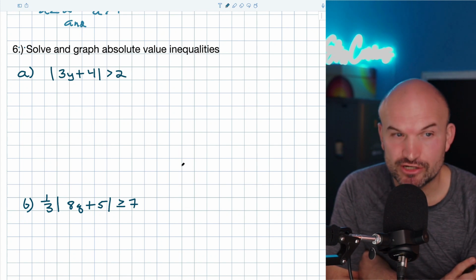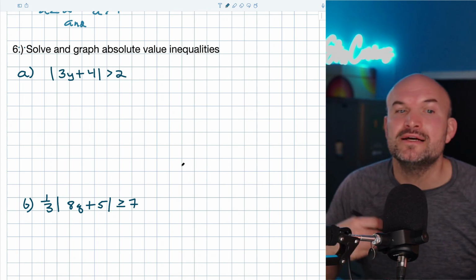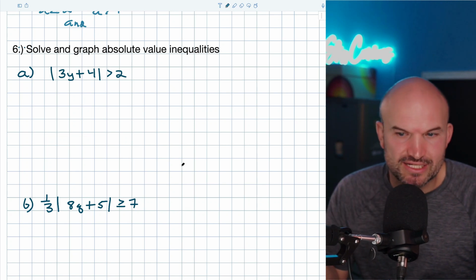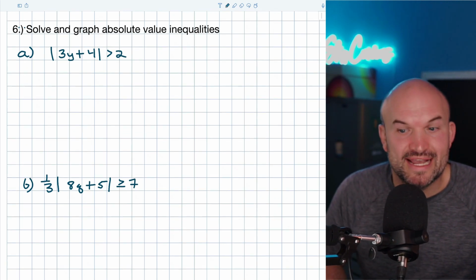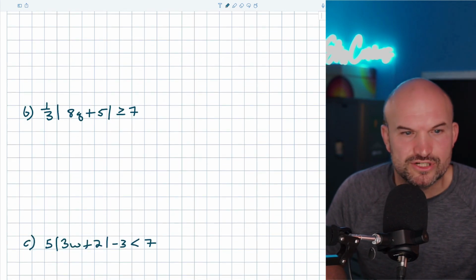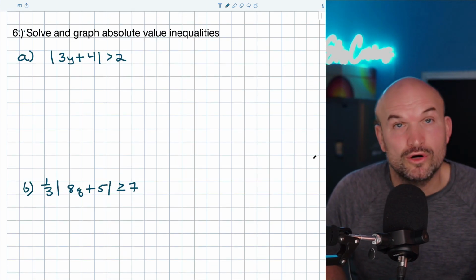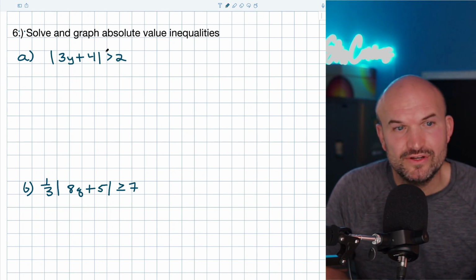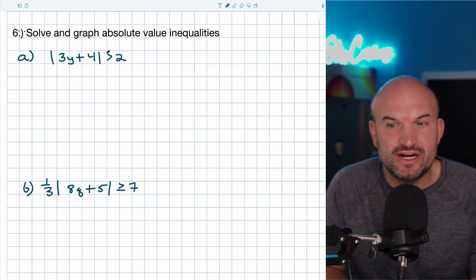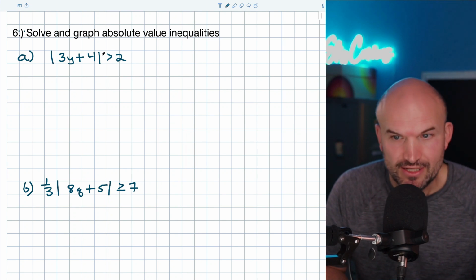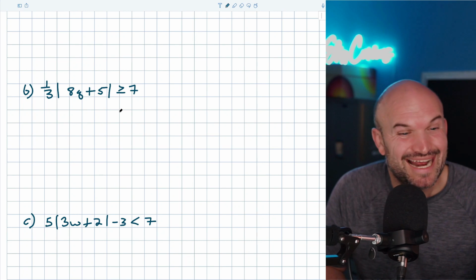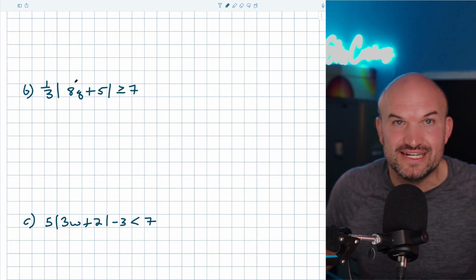Just like we did for the linear equations, we have to create the two cases, right? The positive and the negative version. But it's really important when we are creating these two cases that we're creating what we call a compound inequality, just like we did before, which is going to be an or or an and compound inequality. So whenever you have a greater than symbol, you're going to be creating what we call an or compound inequality. And whenever you have a less than symbol, which we have down here, you're going to be creating an and inequality.